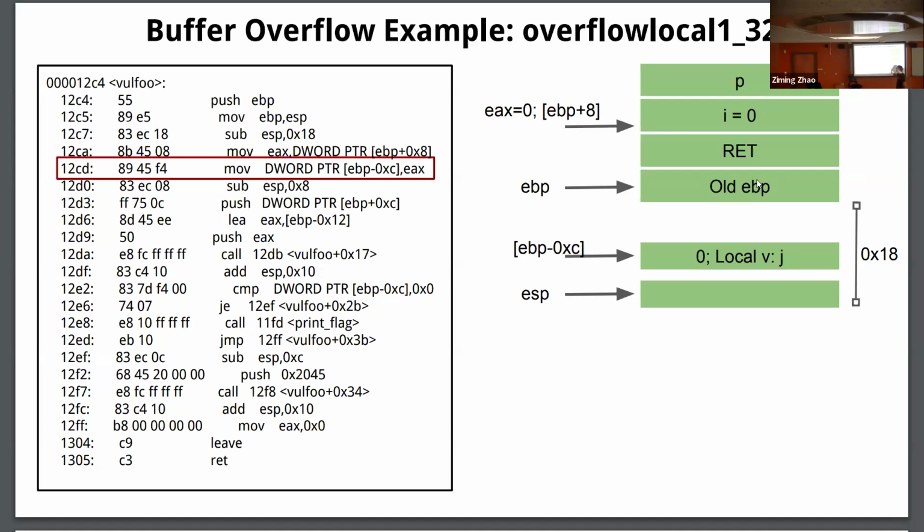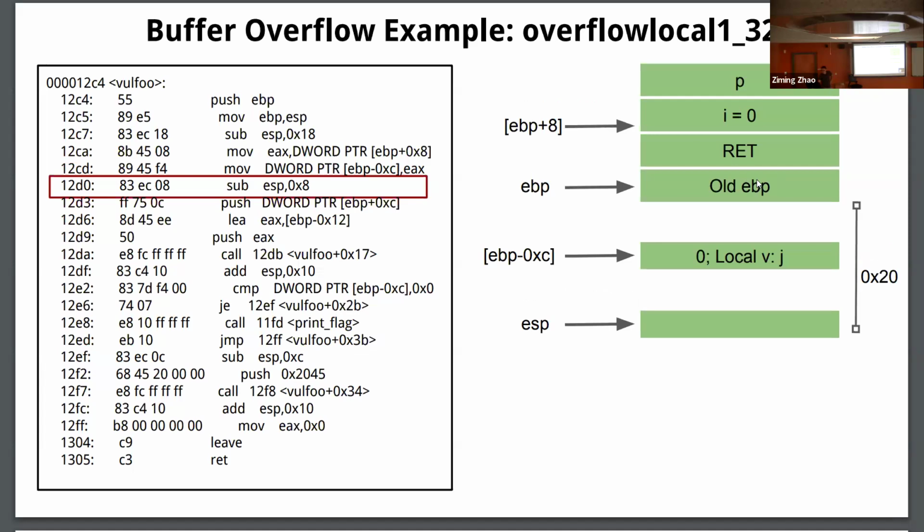So after that, the compiler will subtract from ESP again. So the ESP will move even lower. So now the ESP actually points to EBP minus 20. Okay. Previously it was minus C, now minus 8 again, the minus 20. This is where ESP points to.